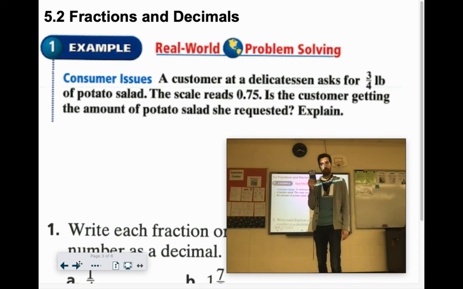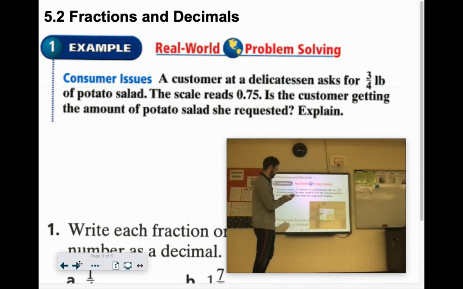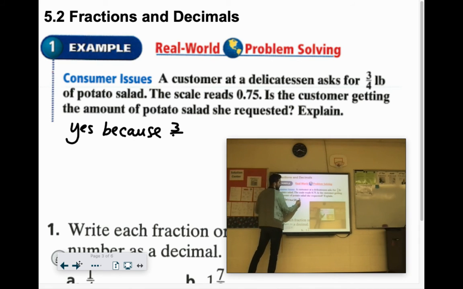Calculator, very beneficial for this section. All you gotta do is 3 divided by 4, 3/4, and it comes out to 0.75. Yes, because 3/4 equals 0.75.